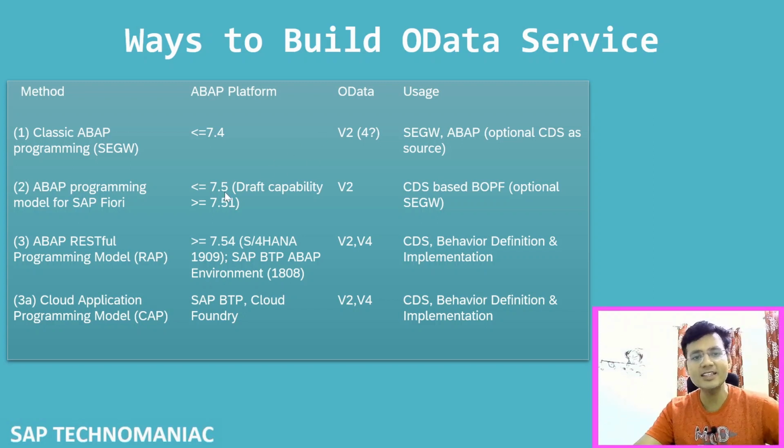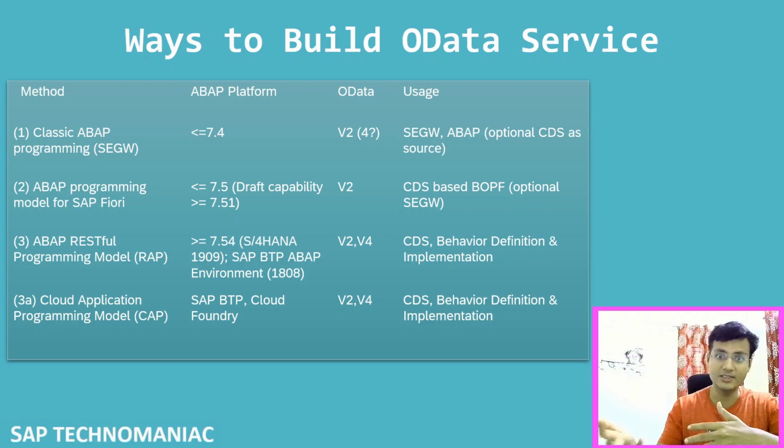So that is the newer ABAP programming model we are slowly moving to. If your version is less than or equal to 7.5, then you can create normal Fiori elements list applications. And if you have more than 7.5, 7.5.1, you can use the Fiori application with draft capability. This also we will discuss in upcoming playlists.